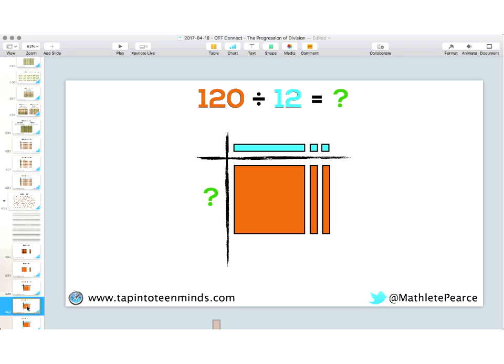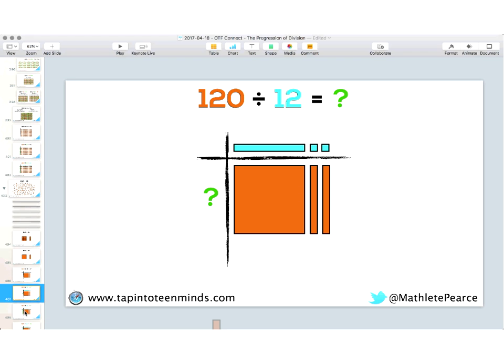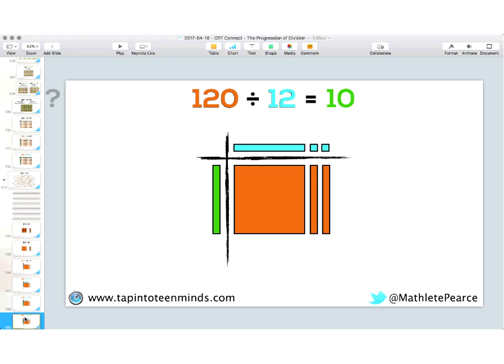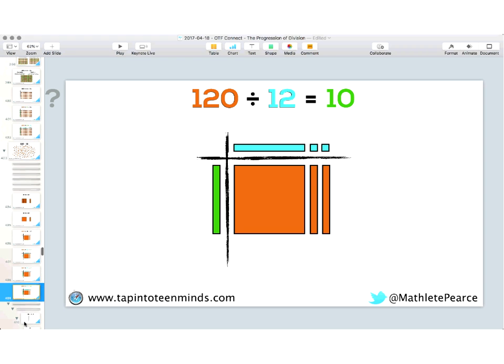So now what we're looking at is we're taking these arrays and we're trying to find the dimensions. Here I've got 120. I know that one of the dimensions of my rectangle or my array is 12, which you can see outlined in blue. And what I'm looking for is the missing dimension in this particular case, which you can see pretty quickly is a 10 rod. So my answer would be 10.